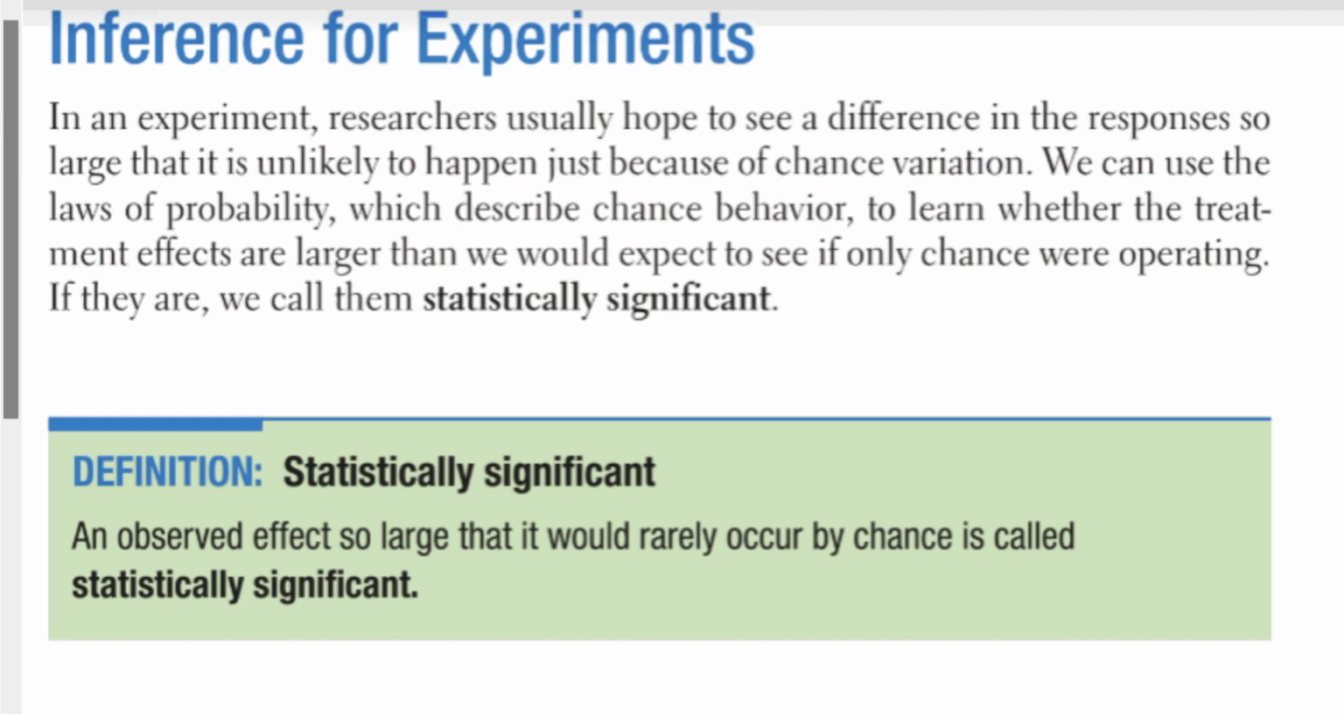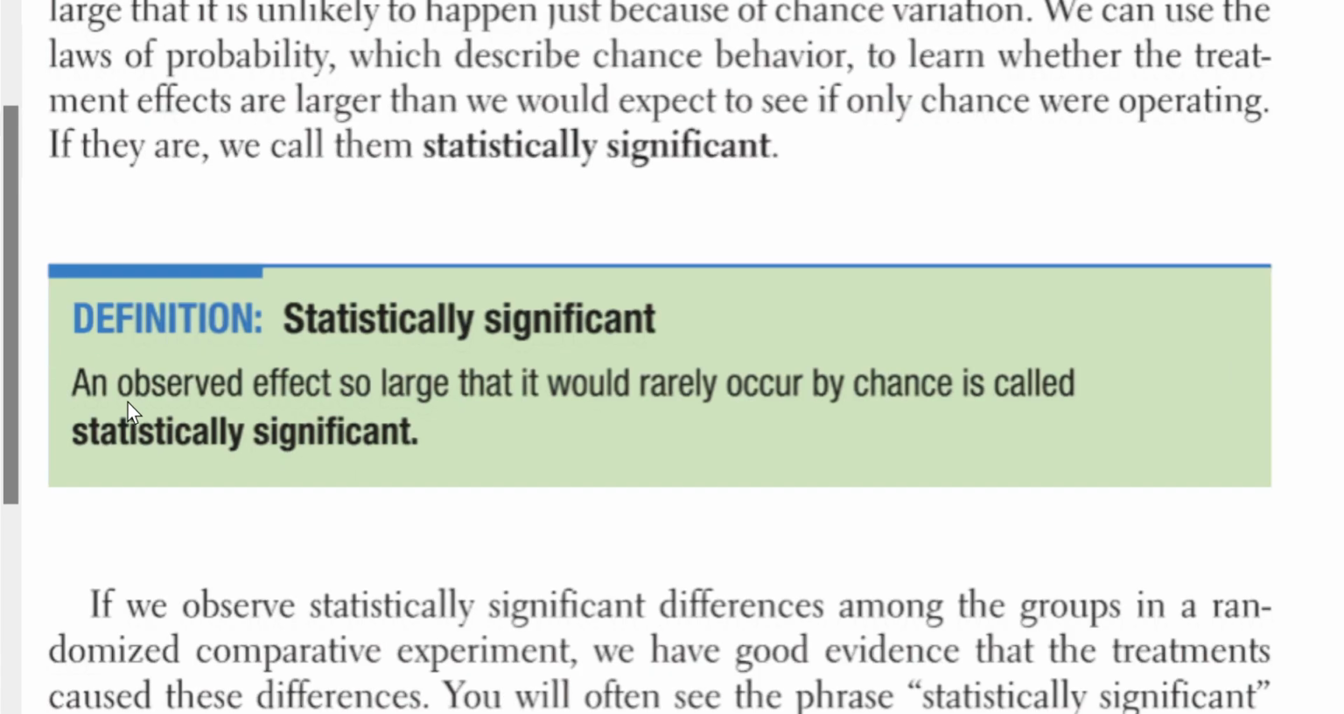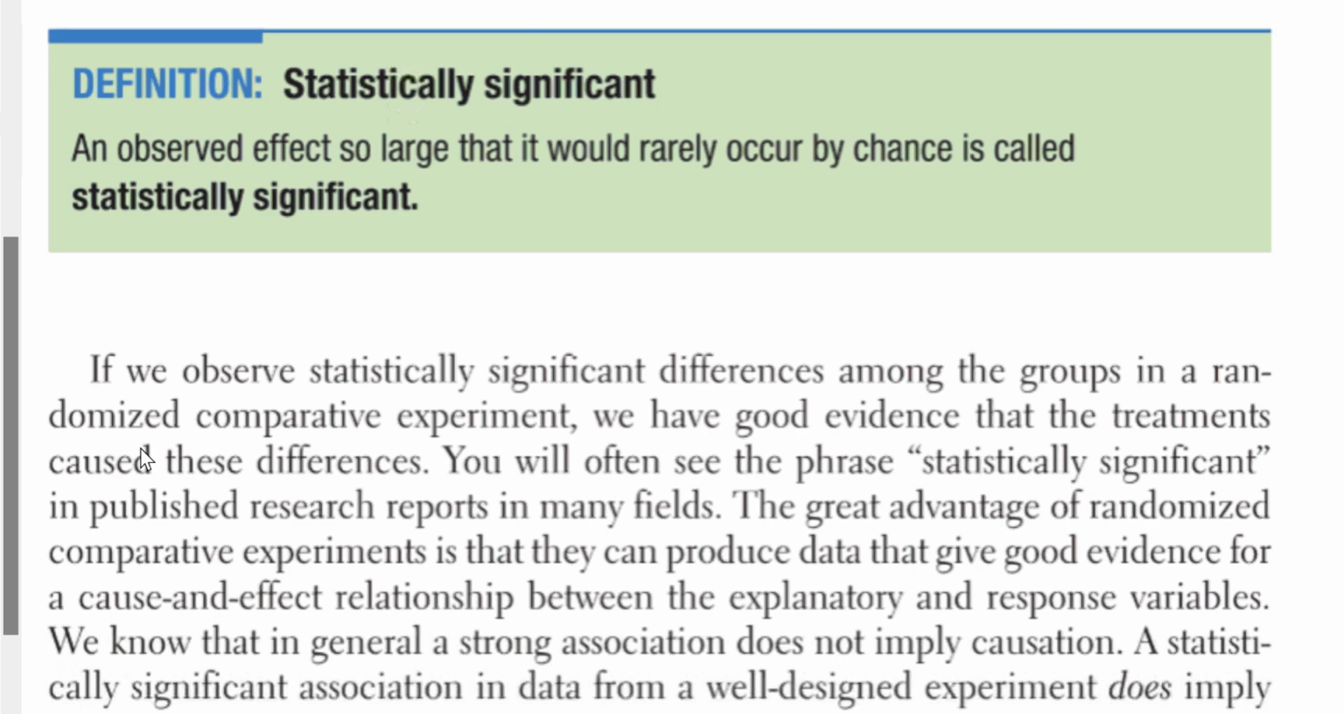We're not going to do a lot of inferencing right now, but looking ahead, we will be using experiments to decide if something is actually causing something else, like if there's actually a cause and effect. And we're going to come back to this term statistically significant. An observed effect that's so large that it would rarely occur by chance is called statistically significant. Generally, we'll use that 5% rule that we've used in the past, but there are other ways to do it as well. If we observe statistically significant differences among groups in a randomized comparative experiment, we have good evidence of that cause and effect. Okay?